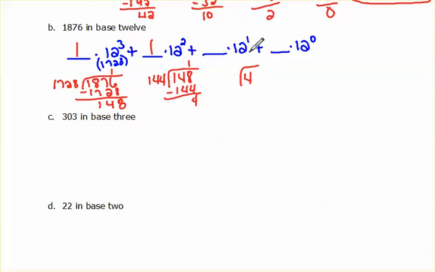Now the next position is groups of 12. 12 will not go into 4, so we have 0 groups of 12 there. And the last position is ones. So 1 will go into 4 four times. We have 4 singles left. So this number in base 12 would be 1104 base 12.